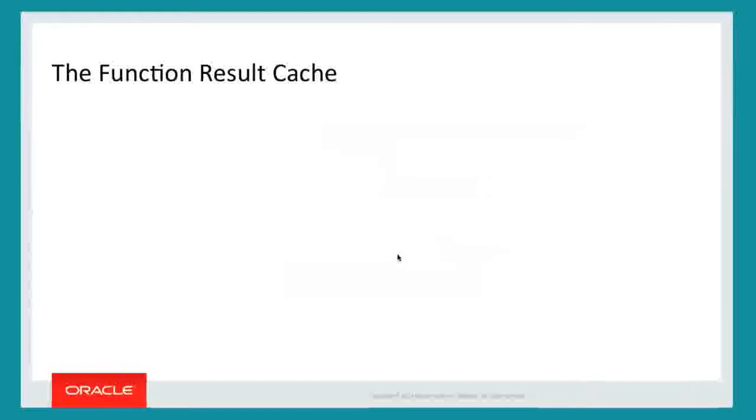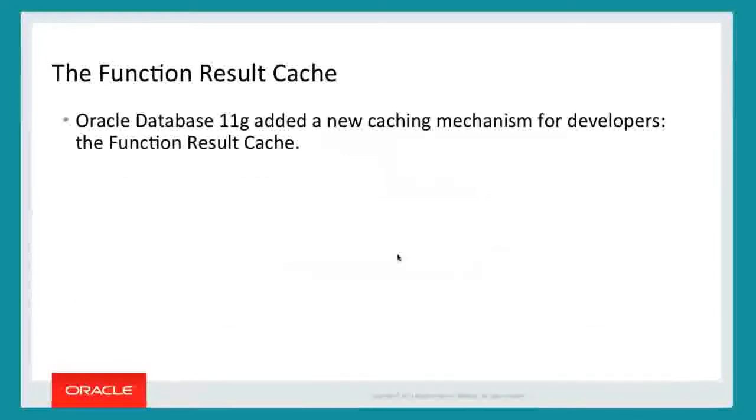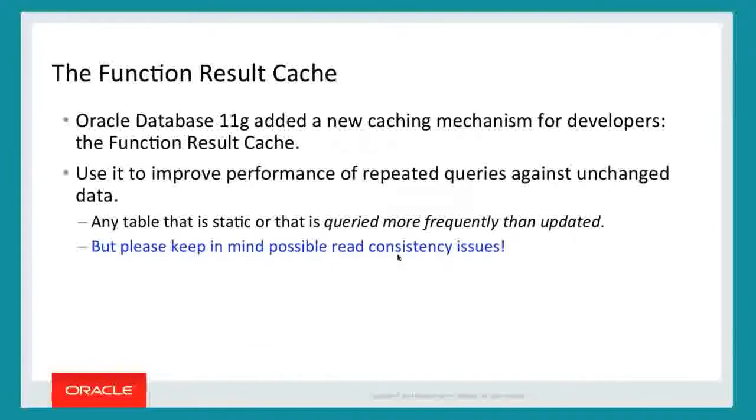The function result cache. This was introduced in Oracle Database 11g. And you can use it to improve performance of a number of different scenarios, but certainly of repeated queries against unchanged data. So let's say I have a materialized view. It's not changing, well, it never changes, except for when it's being refreshed. And yet we hammer that materialized view. We query the results over and over and over again, the same rows, the same queries again and again.